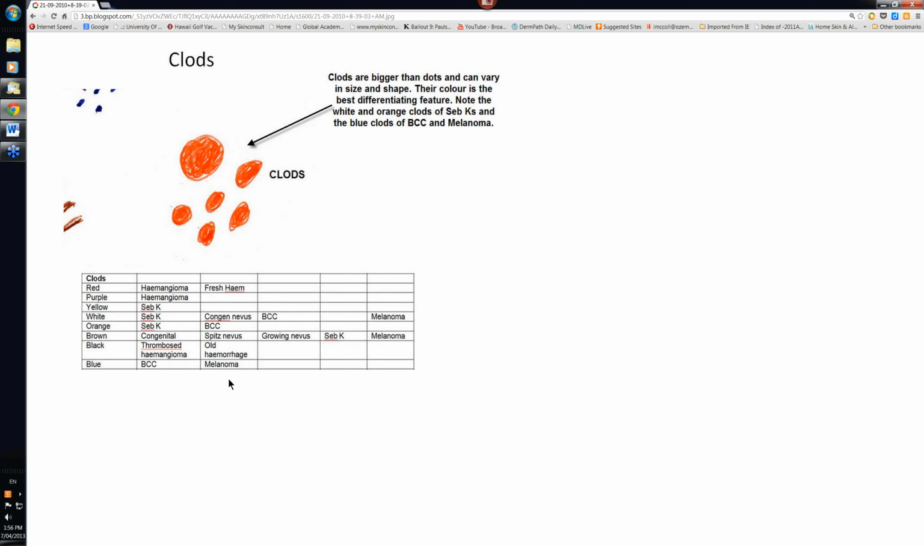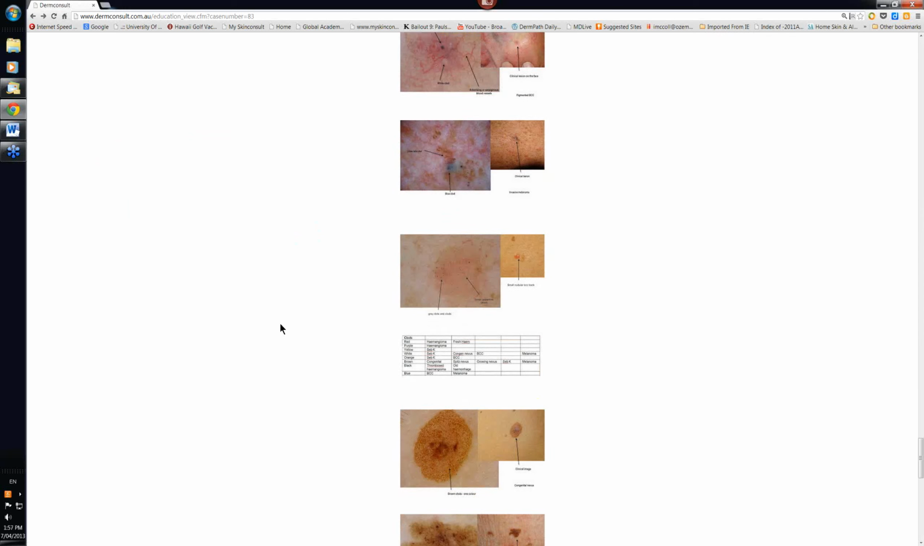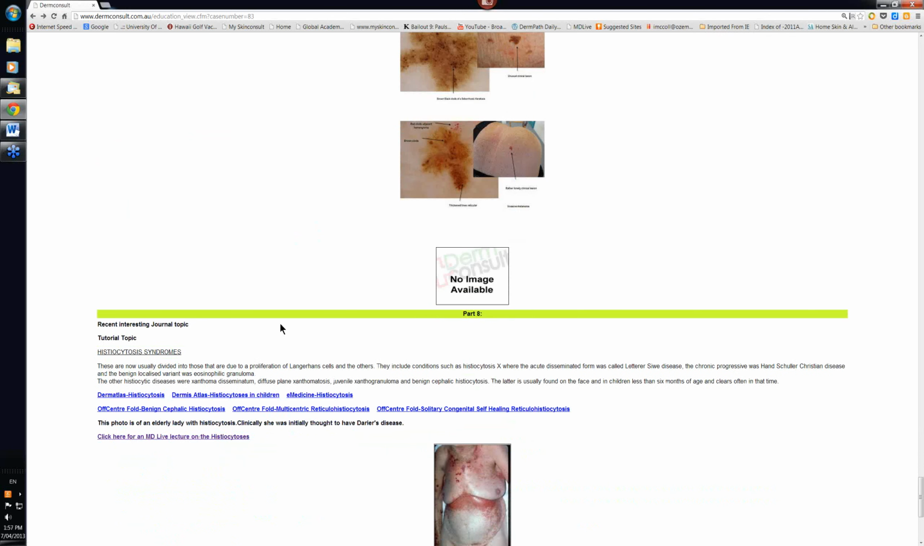That's why it's way out at that end. The brown clods, various types of nevi, but also in SEBK. The black clods, usually a thrombosed hemangioma. And we said the blue clods with BCC and melanoma. Go through the video on that, and it'll take you through the various points on clods there.